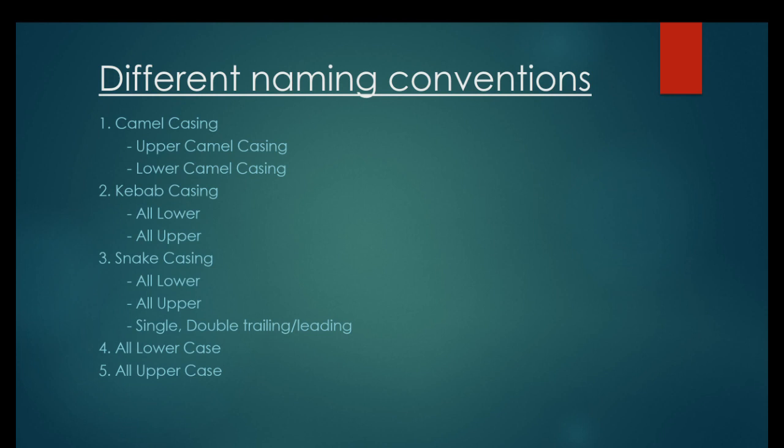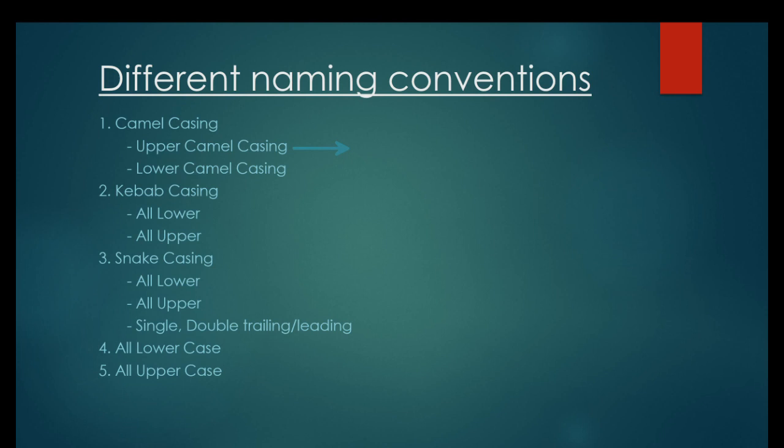First one is camel casing. You might have heard camel casing a lot of times. Generally camel casing is used in Java, but in Python also we use camel casing. Camel casing is of two types. First one is upper camel casing, second one is lower camel casing. So what is upper camel casing and lower camel casing?